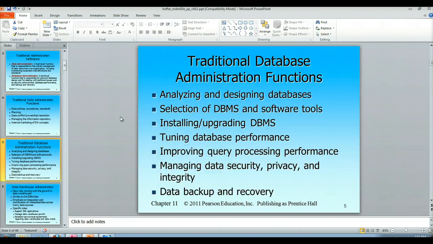The database administrator, this is the person that analyzes and designs the physical databases. This is the person that makes the final decision on the database management system that's going to be used and other software tools. This is the person that installs and upgrades the database management system. Well, this person and their team, the tuning, the improving of performance, managing security, privacy, and integrity, the data backup and recovery.